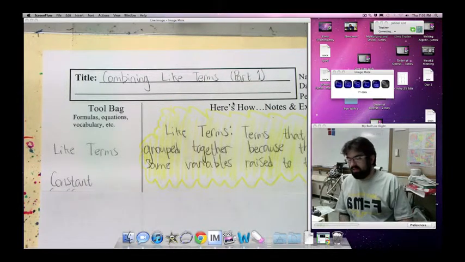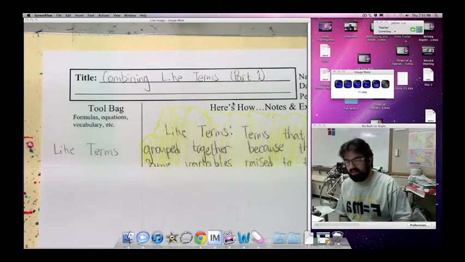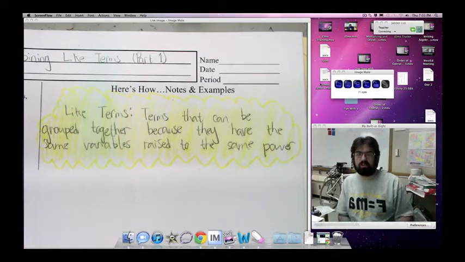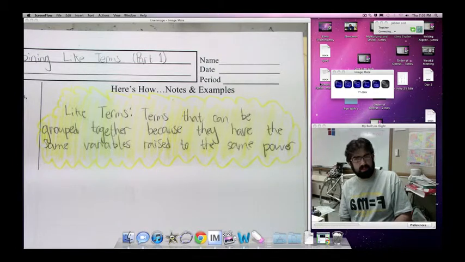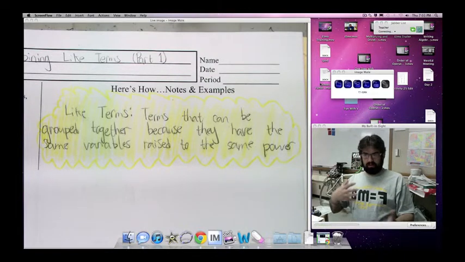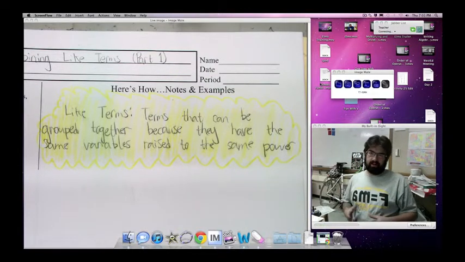So here are some things. First off, like terms is going to be the first thing we're going to talk about. And I'll just slide this on over. So go and pause or whatever. Like terms: terms that can be grouped together because they have the same variables raised to the same power. So there's a lot to take in on that.